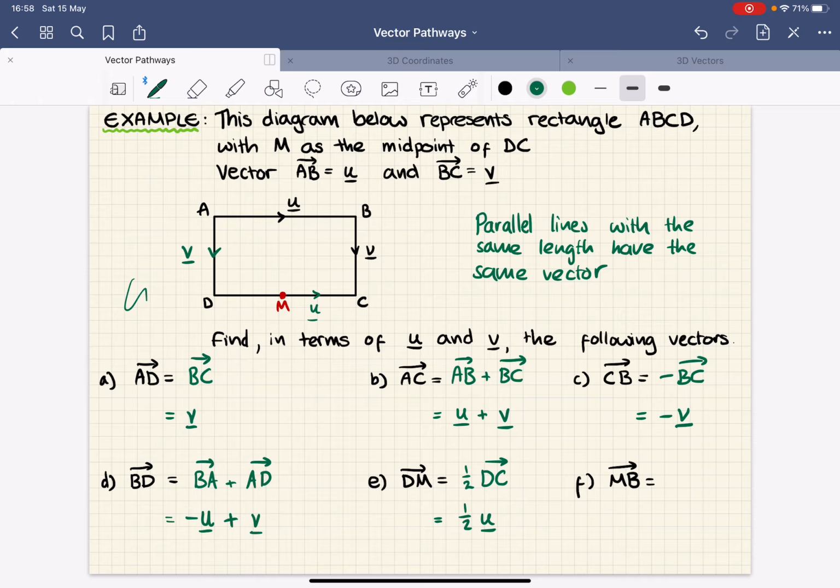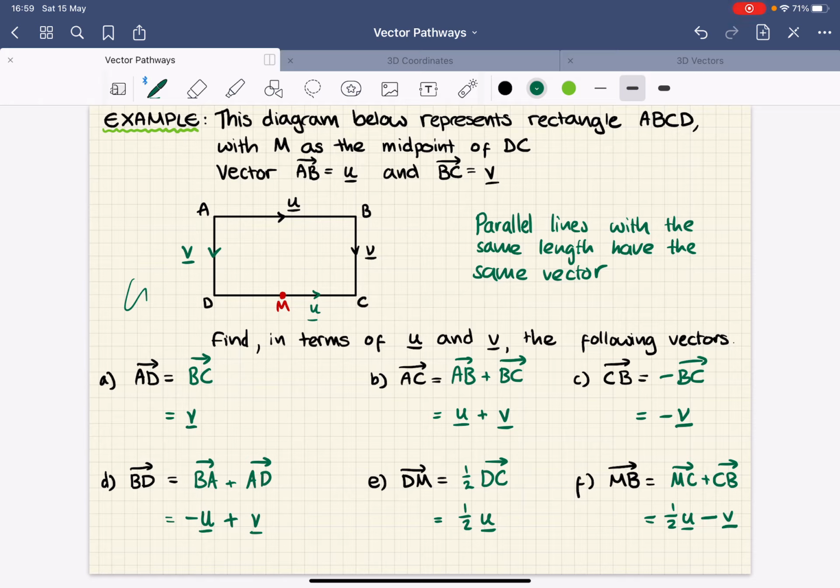And then my last one from M to B. So M to B is going to be from M to C and then C to B. Well, M to C is still halfway along that line, so it's still going to be half U. And then C to B, I'm going against the arrow, so it's going to be minus V.